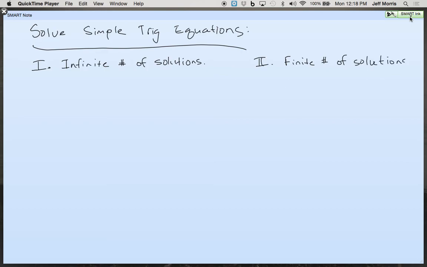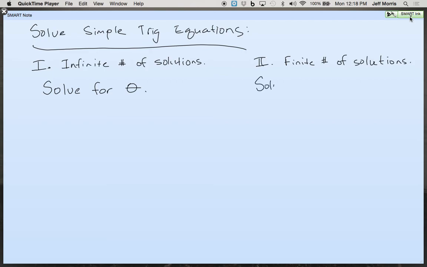And I'm going to do an example of each, and I'll tell you how you know which ones have an infinite number of solutions and which ones have a finite number of solutions. And it's really simple. You just have to read the directions. One's going to say, solve for theta, or x, whatever. That one right there, automatically you know it's an infinite number of solutions. Because when you see the second type of directions they'll give you, you'll know why.